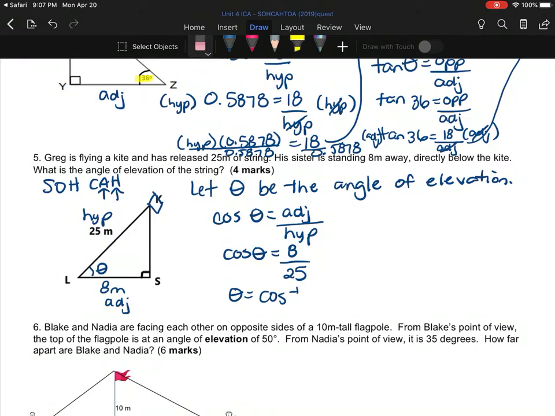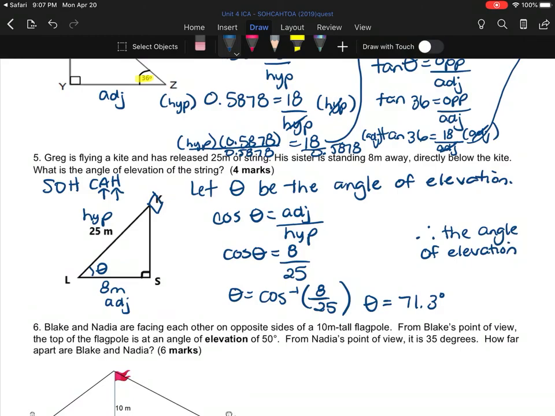And again, so you decide, does your calculator let you, or have brackets or not? Are you going to do the 8 divided by 25 first? You should get the same answer. And if you want, try it out and see, right? You can pause the video or whatever. Okay, 71.3 degrees. So then again, make sure you have an answer statement.